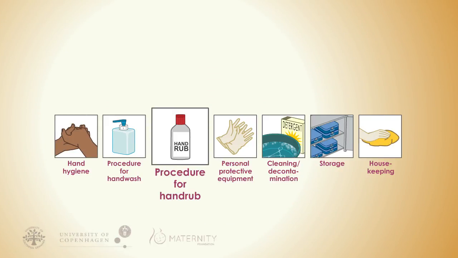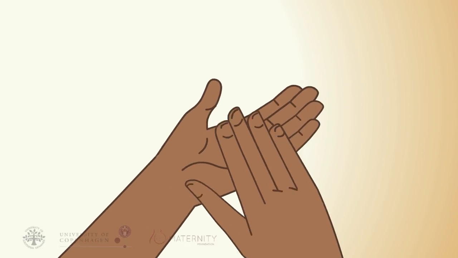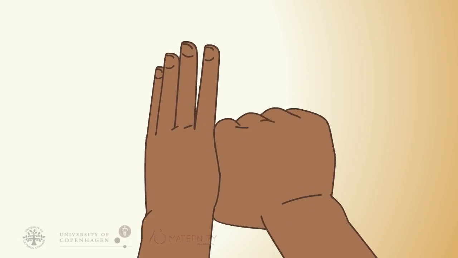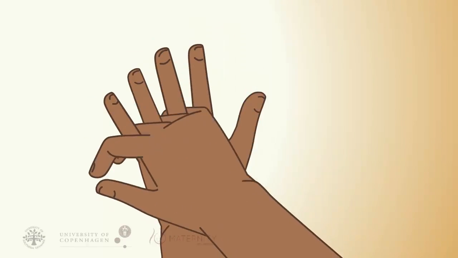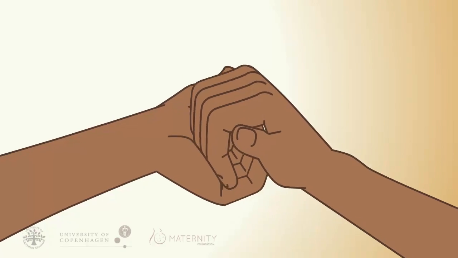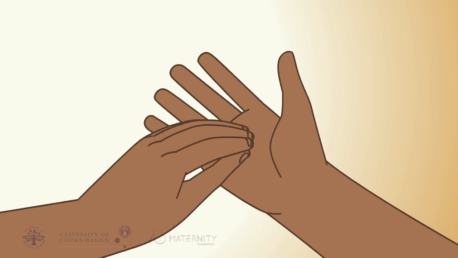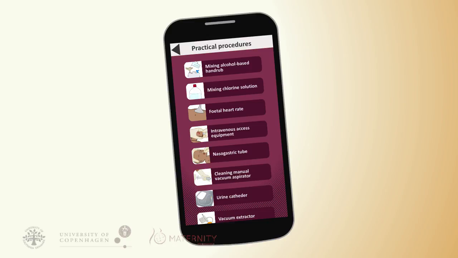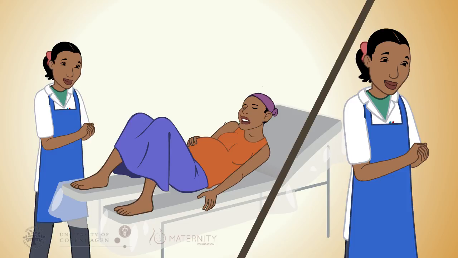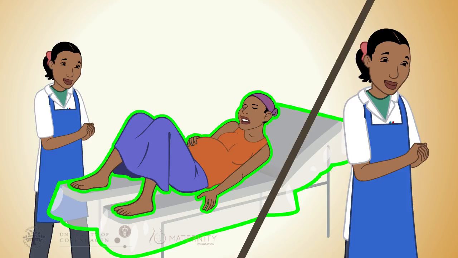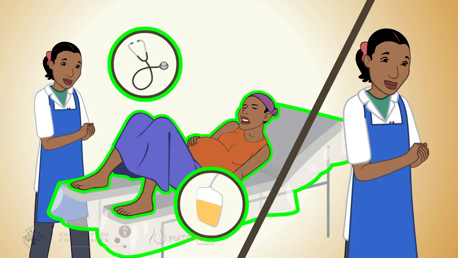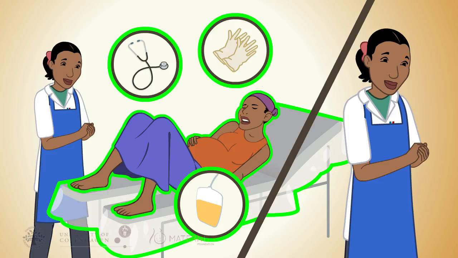Procedure for hand rub. Apply a palmful of hand rub to cover the entire surface of hands and fingers. Rub the solution vigorously into hands, especially between fingers and under fingernails, for 20 seconds. See procedure on how to make alcohol-based hand rub. Perform hand hygiene before and after patient contact, after contact with patient surroundings, before a clean procedure, after body fluid exposure risk, and before and after wearing gloves.